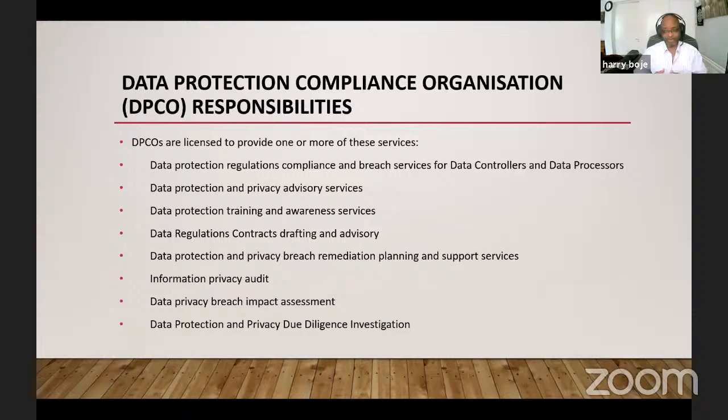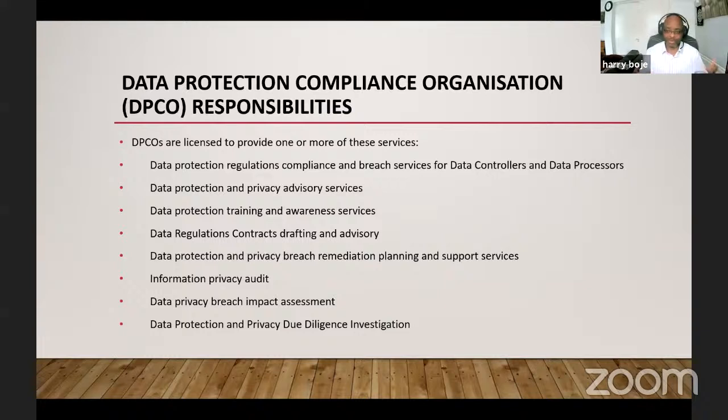As a matter of fact, before COVID struck, I was engaged in helping a local authority and 3 banks to be compliant with the NDPR. The data protection compliance organization will also provide training and awareness. They will draft advisory contracts for these controllers, and data protection and privacy breach remediation plans. They will help the organizations do that together with the internal DPO, to ensure that they are compliant, and also do information privacy audits.